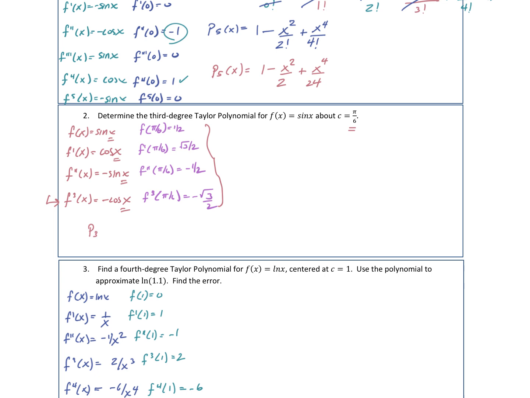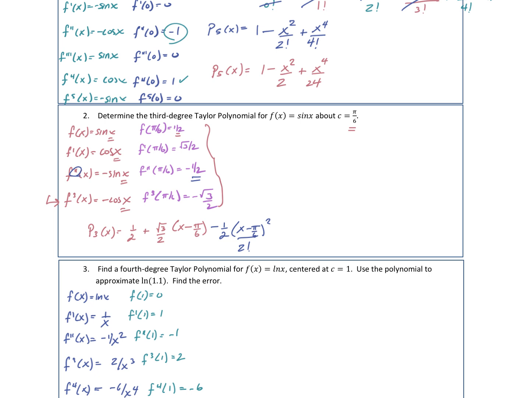So P3 of x equals, I start with this, 1/2. And it's going to be plus root 3 over 2, then x minus the center, so x minus pi over 6 to the first power over 1 factorial. I don't need to write that. Then we come here, so it's minus 1/2. I'm at the second derivative, so it's x minus pi over 6 squared over 2 factorial.